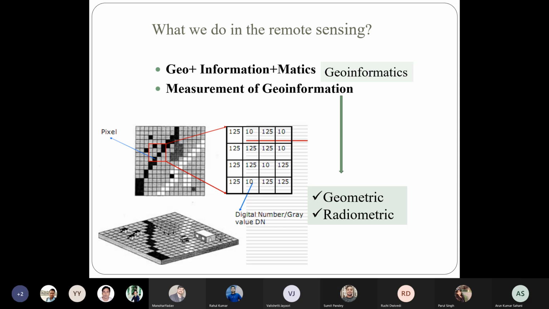Further, that reflected or radiated energy is sensed by the sensor, and a unique number is assigned for that. We'll have a detailed discussion on this later on. That is called radiometric information. When you see over here, 8x8 gridded data is shown, this 4x4 gridded data is shown, and each square block is filled with a number that is called a digital number.